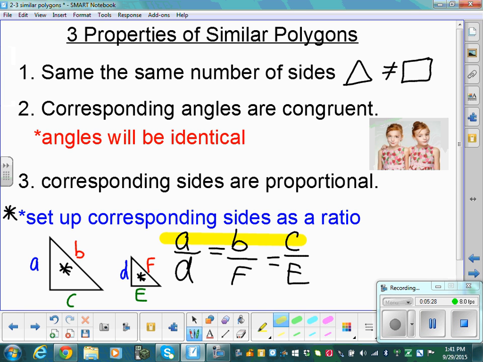Now you have to be consistent. We could have listed the small over the big, but we would have had to stay consistent. Does that make sense? So it doesn't really matter. It doesn't matter when solving, as long as you stay consistent. Okay. Any questions on that?